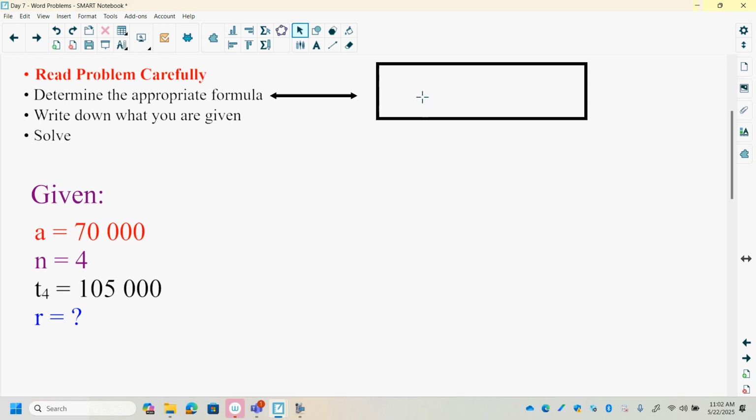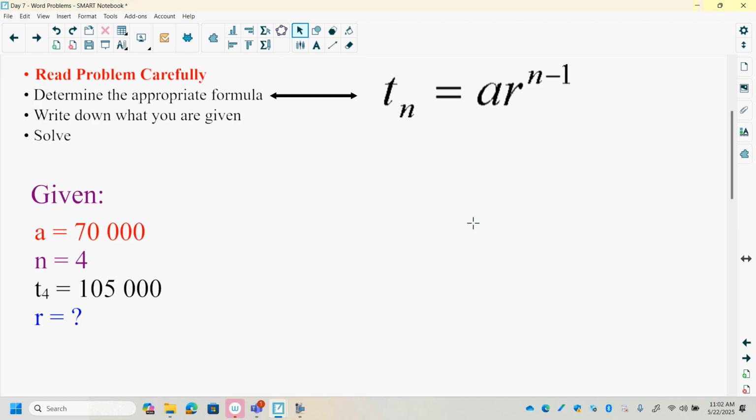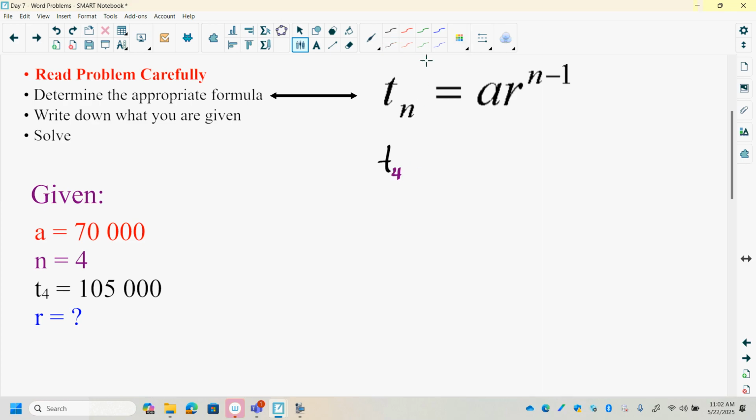Anyone know what the formula for a geometric sequence is? Tn equals A times R to the power of n minus 1. First thing I'll do is replace the n's with a 4. I'll replace the A with a 70,000. Don't know what R is? That's what I'm looking for.